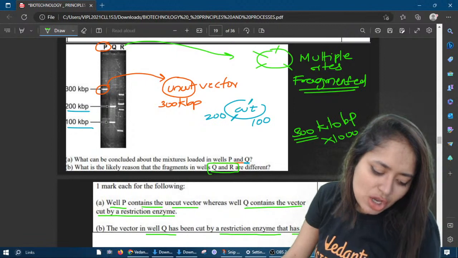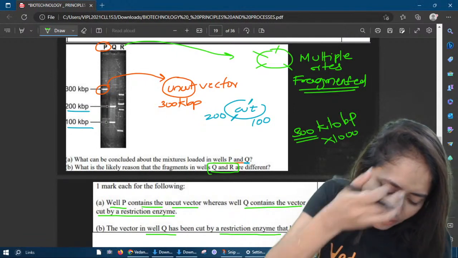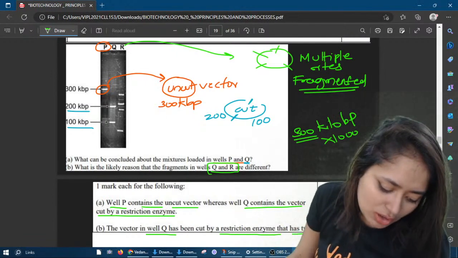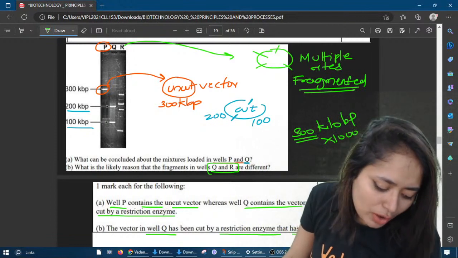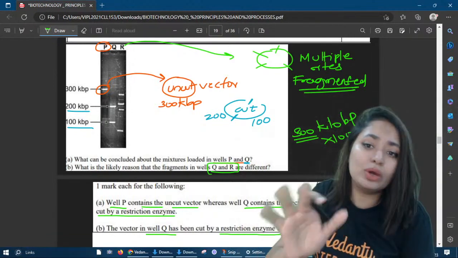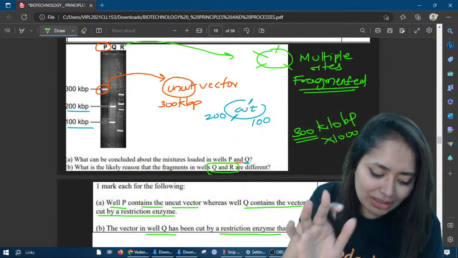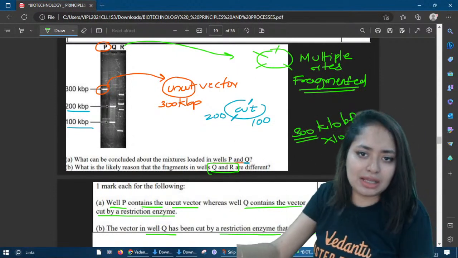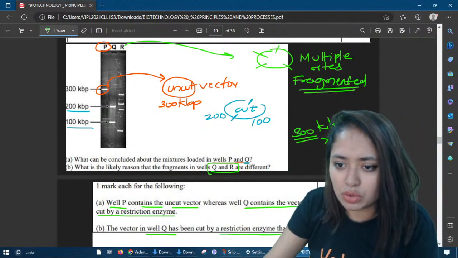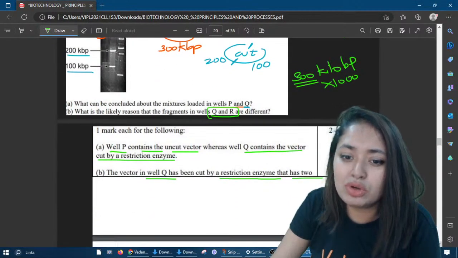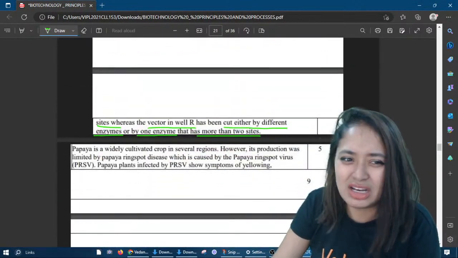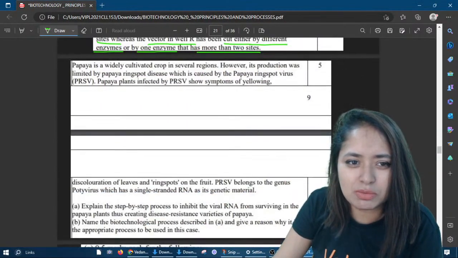NEET study blog has asked, what is unambiguous codon and universal codon? Please answer the question. Ma'am, unambiguous codon and universal codon, bachche, we are doing biotech right now, no? So you can do one thing. You can send me this question on Telegram. Telegram pe main tumko wo answer kar dungi. Theek hai? I don't want to mix up two different chapters at the same time. Let's go to the next question, people.